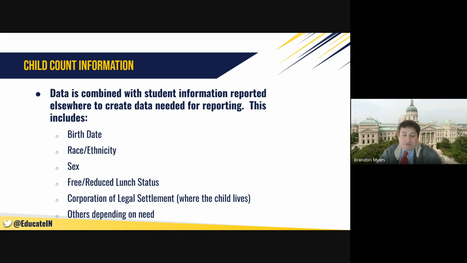So because we have state ID numbers for each child, we can look at this data in lots of different ways. We can look at children that are both English language learners and special education, who are both eligible for migrant education, who are homeless, if we have the need. That isn't what I would call the basic child count data, but we can always go further if needed, especially with some of our initiatives and things like that.